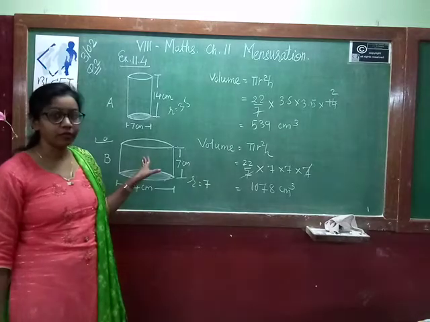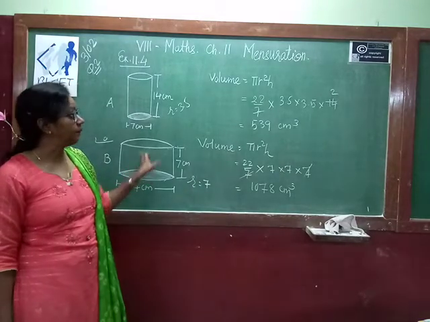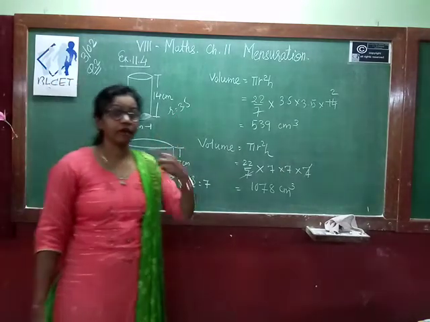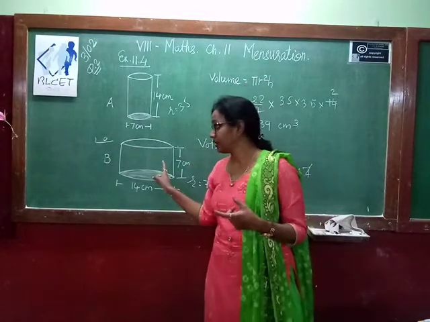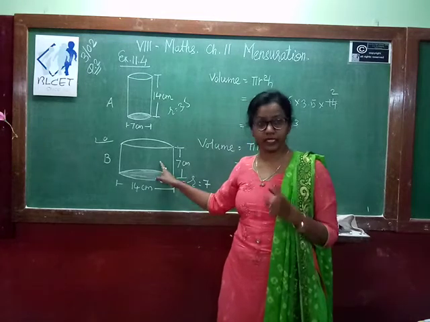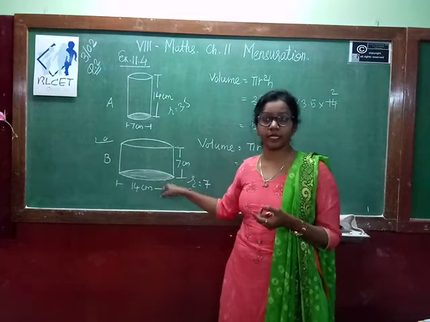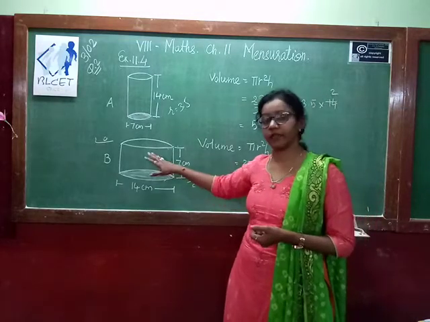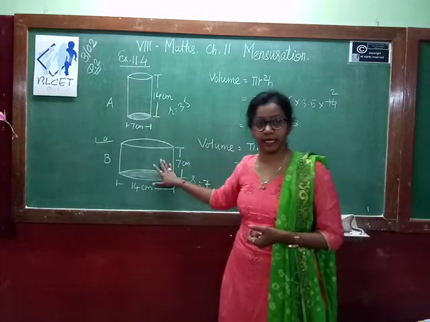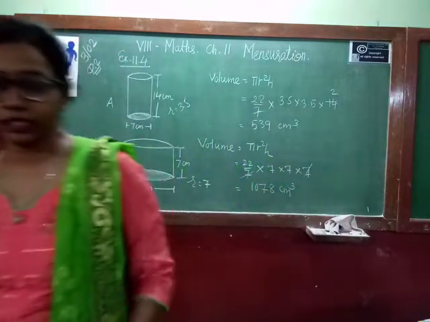Yes, the volume of cylinder B is more compared to cylinder A. Now your next question is, we have to check whether, if the volume of cylinder B is greater, its surface area is also greater. For that again we have to calculate the surface area for cylinder A and cylinder B. Let's see, do the calculation.